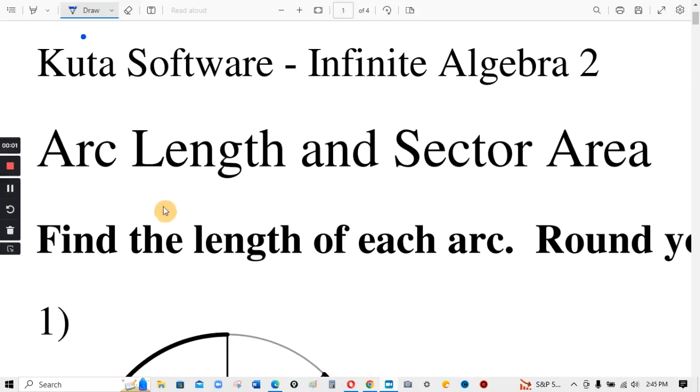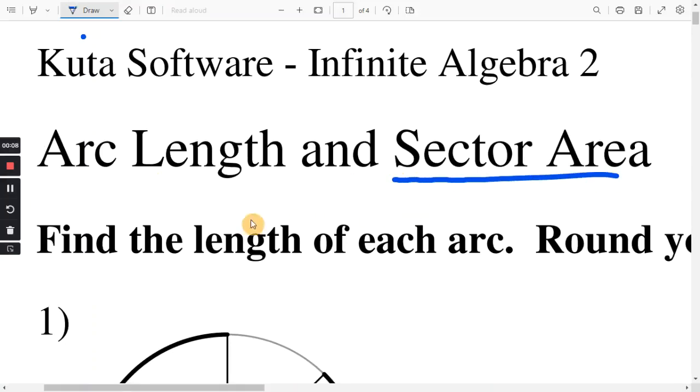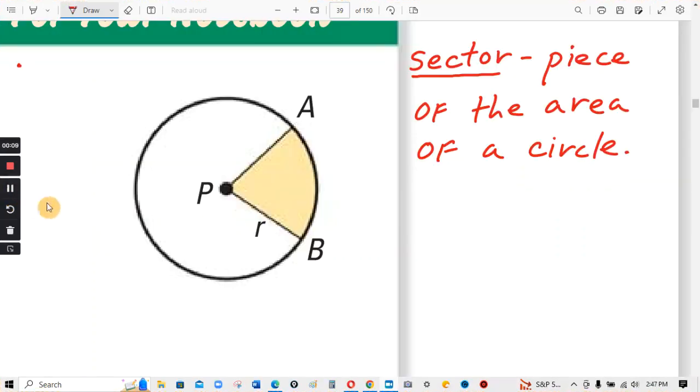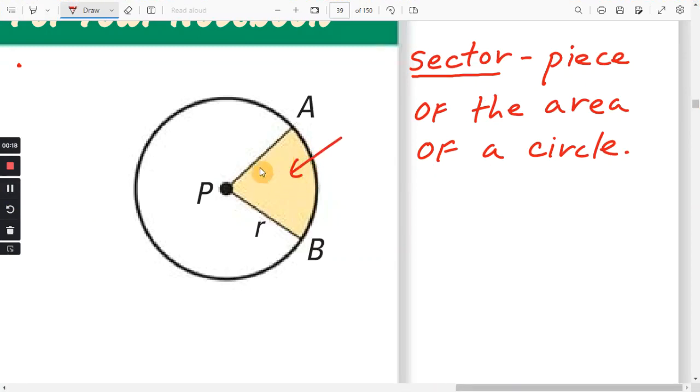Part 2 of the arc length and sector area worksheet. In the first part we did arc length, and now we will do sector area. So the definition of a sector is a piece of the area of the circle. In other words, this shaded portion right in here would be considered a sector.